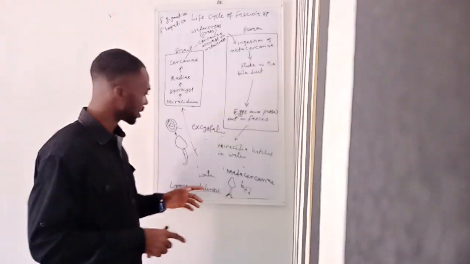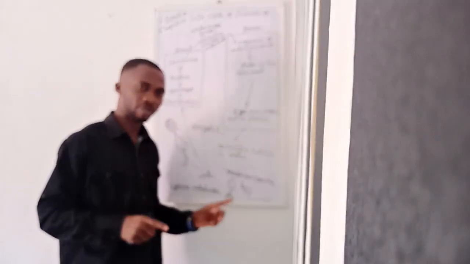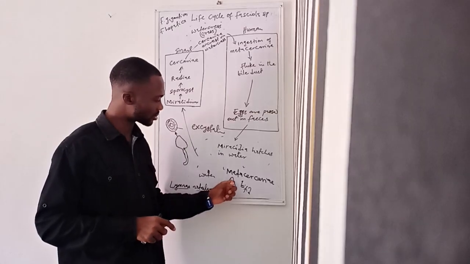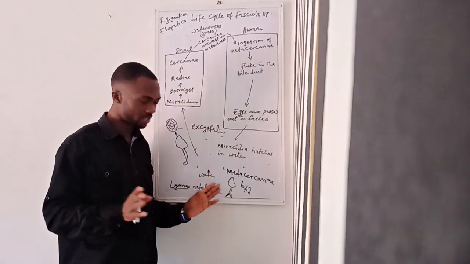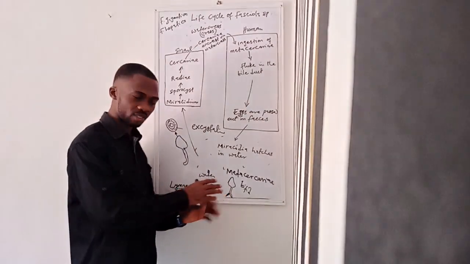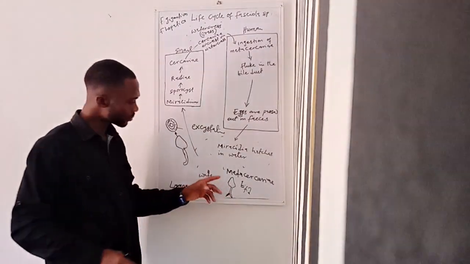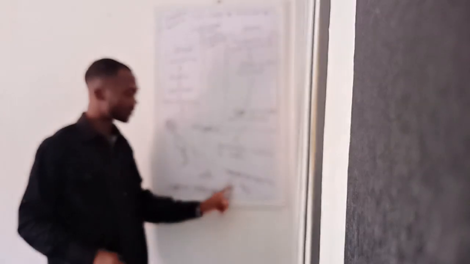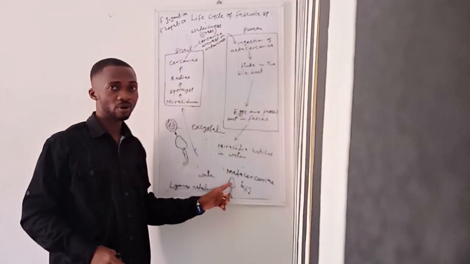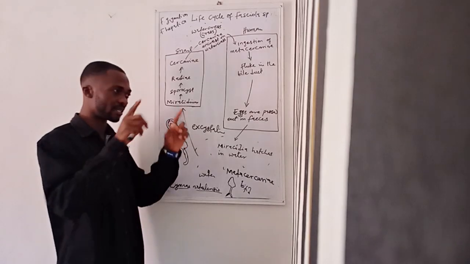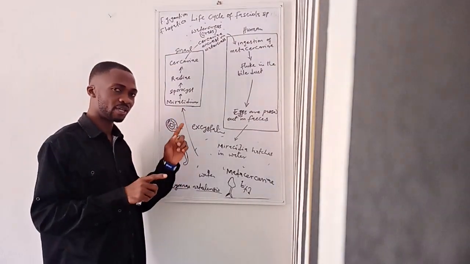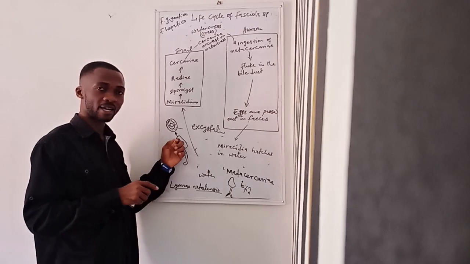Now, the last time we talked about Schistosoma, I said that the infective stage is bifid, meaning that it has two extensions within the tail. This is how it looks like. But this is not how the infective stage of Fasciola looks like. The infective stage of Fasciola looks like a spherical object.